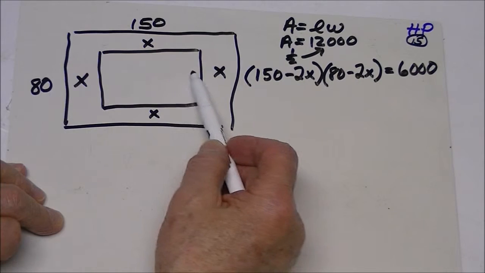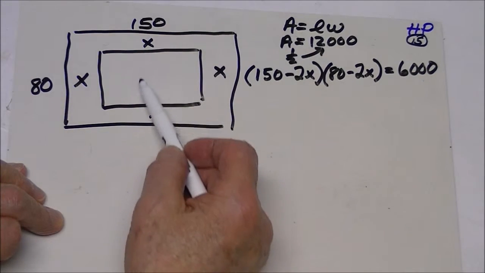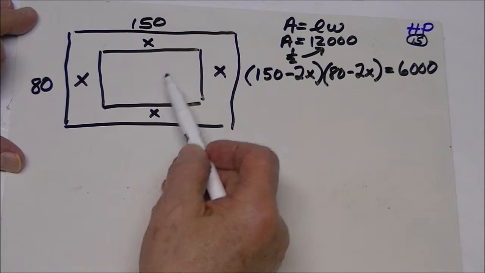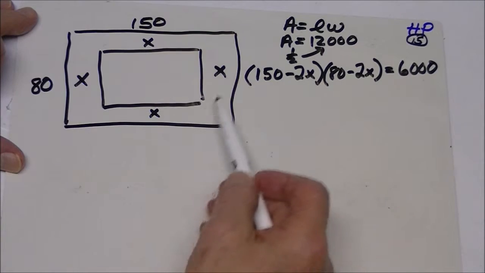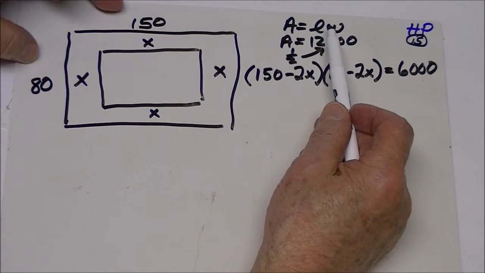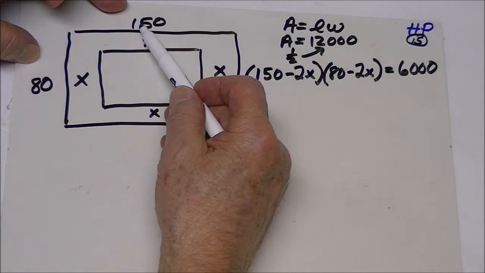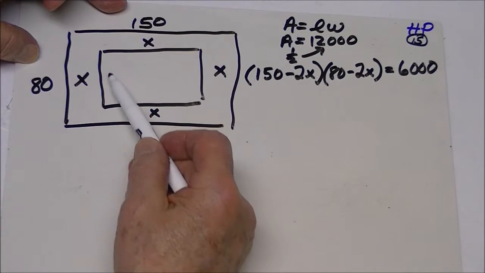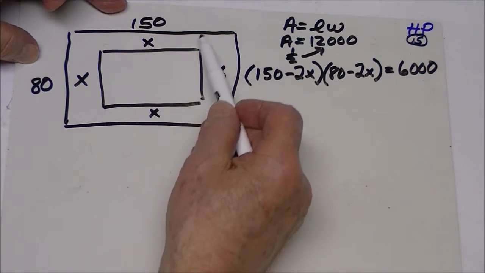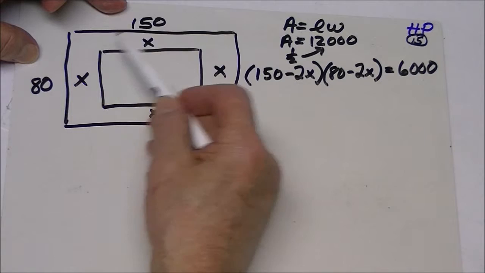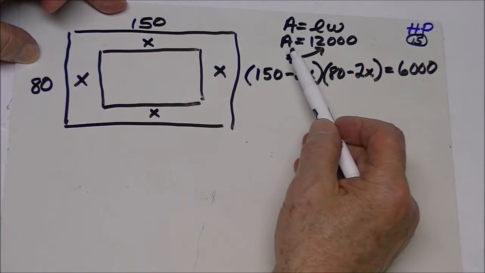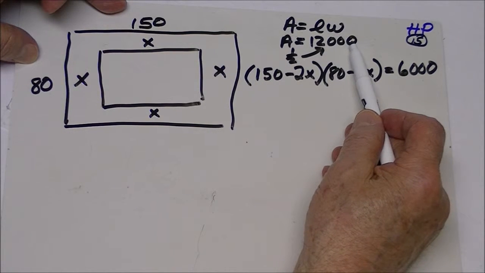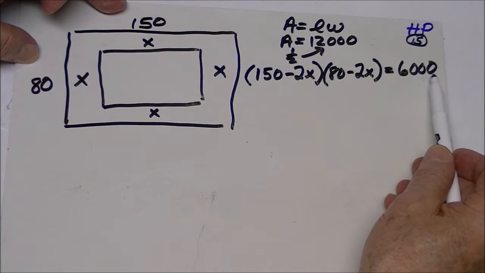Now we don't know the dimensions of this inner area yet, but in a way we do. We know the total area is length times width. So if we multiply 80 times 150, we get 12,000. And we know this inner area now is 1/2 of the whole area. So if we take 1/2 of 12,000, we get 6,000.